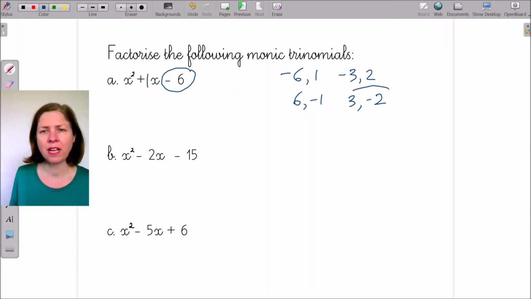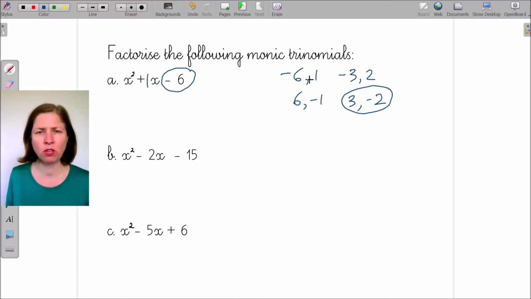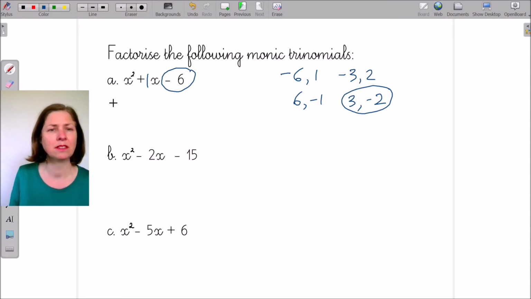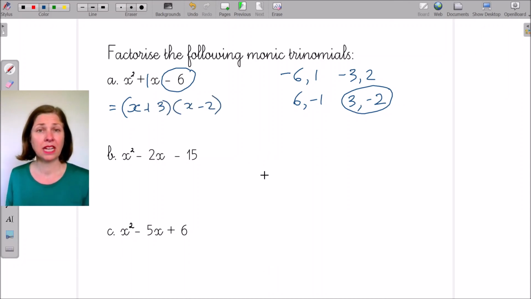And this is my factor pair. 3 plus negative 2 gives me 1. If I check all of these, here I get negative 5. Here I get positive 5 when I add these numbers together. This gives me negative 1, and this gives me positive 1. So that's definitely my answer. I do the same thing, but I remember that this is 3 and this is negative 2. So x plus 3 and x minus 2. And I'm done.